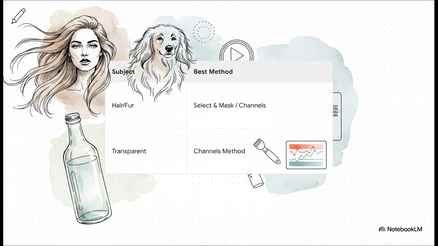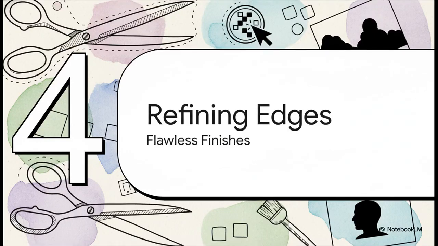And what about a glass bottle? For transparent objects, the Channels method is once again your absolute best bet. You are utilizing the actual light and dark data of the image itself to isolate the subject perfectly. But getting that initial selection is really only half the battle. And that brings us to step 4, perfecting and refining edges to get those flawless finishes.